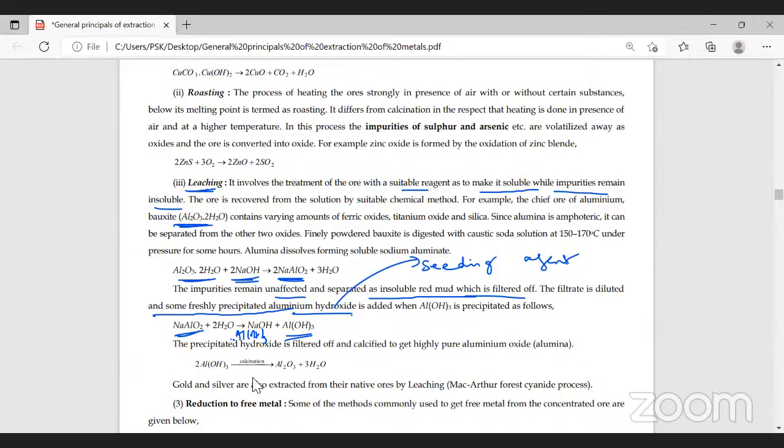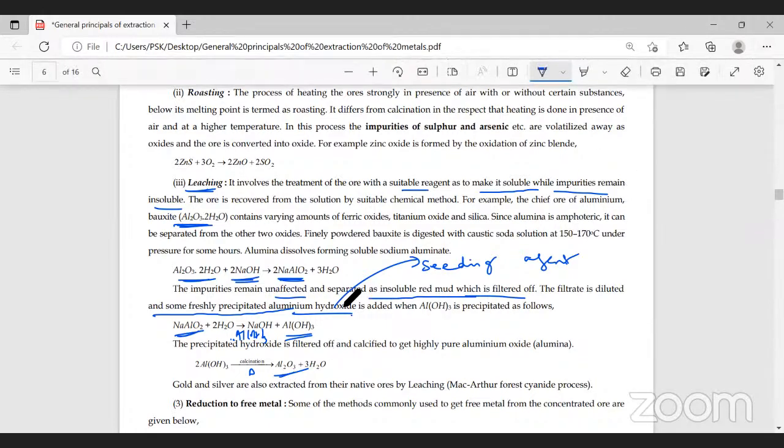This aluminum hydroxide is calcined, heated. Now this aluminum hydroxide, when you heat, you will get Al2O3 plus 3H2O. This is free from impurity, Al2O3. This method is called leaching.